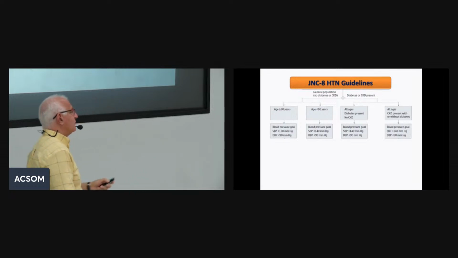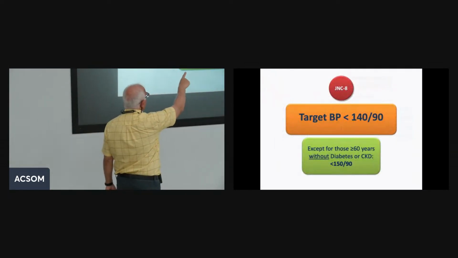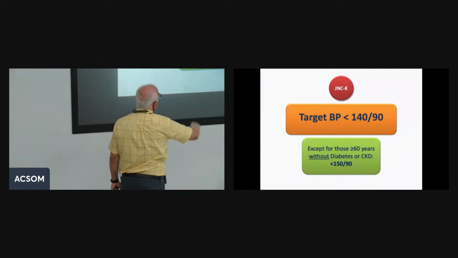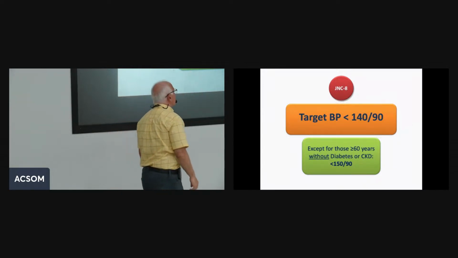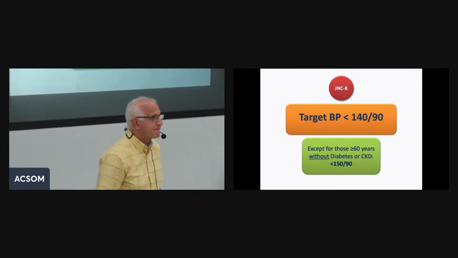So it's kind of easy when you look at the diagram. Target blood pressure less than 140 over 90, except for those more than 60 without diabetes or CKD. For them, it is 150 over 90.